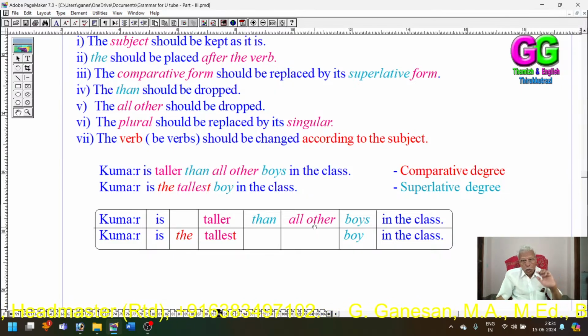With then, all the also should be removed. Then the plural should be replaced by its singular, boys to boy. That's all. So, Kumar is taller than all other boys in the class, comparative. Superlative: Kumar is the tallest boy in the class.